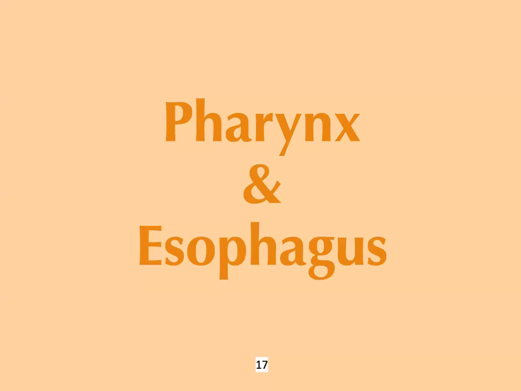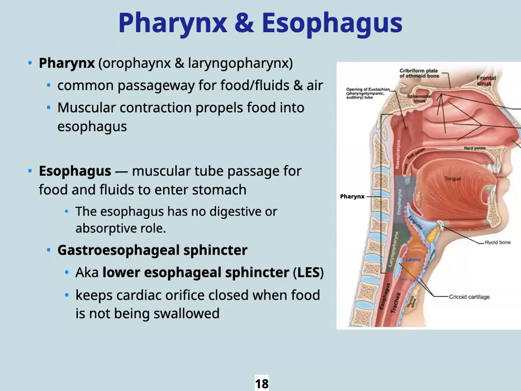Moving on to the pharynx and esophagus. Within our pharynx, the oropharynx and laryngopharynx, which are the second and third segments of the pharynx, are seen as a common passageway for food and fluid as well as air, whereas the nasopharynx is reserved for air only. Once in a while, when you accidentally get food stuck in the nasopharynx, there is a very uncomfortable feeling that you may get, which I'm sure all of you have experienced.